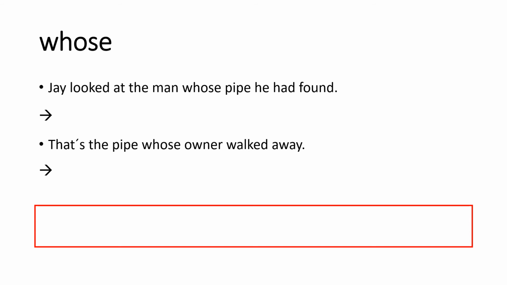J looked at the man whose pipe he had found, and that's the pipe whose owner walked away. Have a look at these sentences and then try to translate them into German. Pause the video here and write down the German sentences.